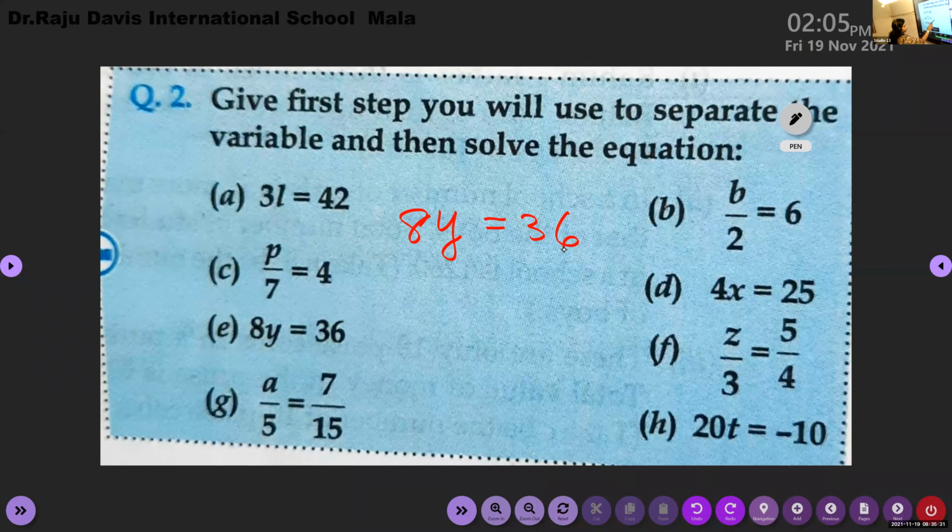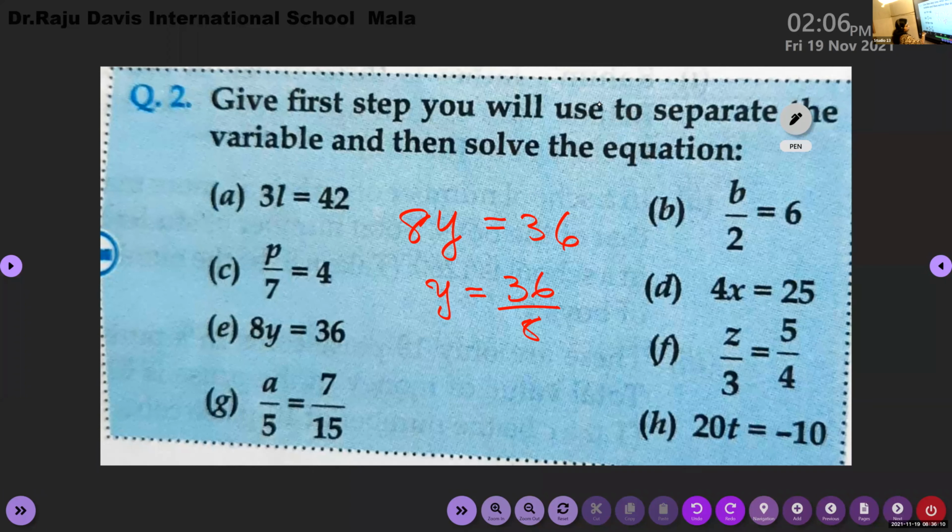Yes, Nivedita? We need to transpose 8 to the other side. So y is equal to 36 divided by 8. That's all. If you can divide, you can divide and write, no problem. Otherwise, you can leave it there, you will get the marks. 4.5. 8 into 4, 32 you will get, isn't it? You can write like that, or if you do like this also, it is no problem. You will get the answer.